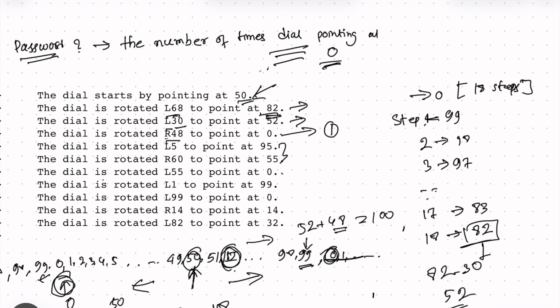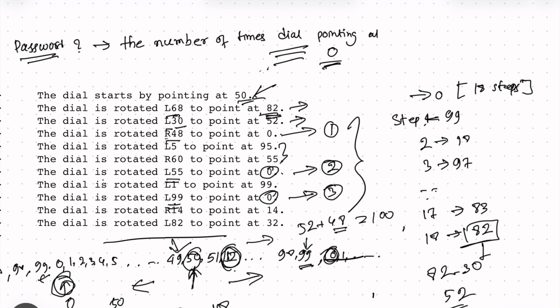Then we found that after L55 we are again at 0, so we'll increase our count to 2. Then again after L99 we are at the zeroth point, so we'll increase our count to 3. And then the loop ends here. So we got a count of three, where we found the 0th point, right? So the password will be 3. This is the first question.